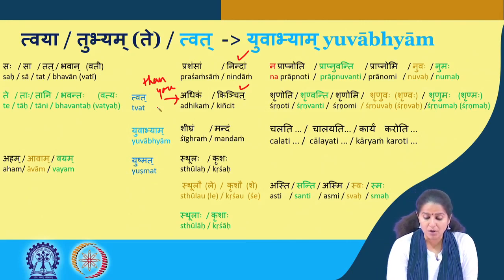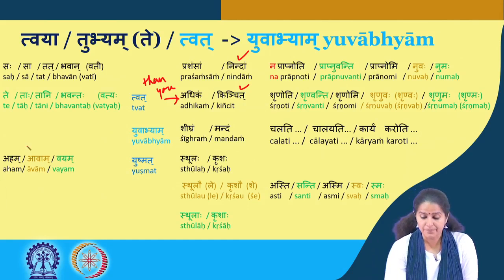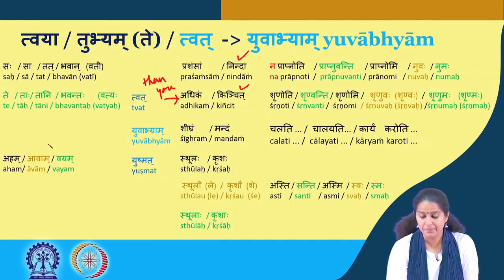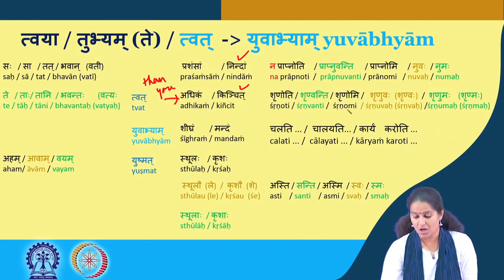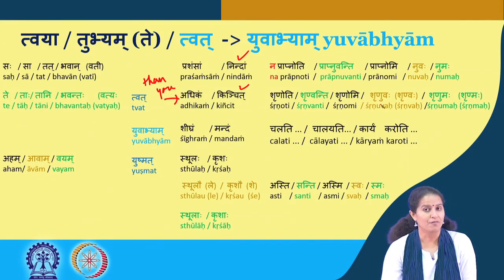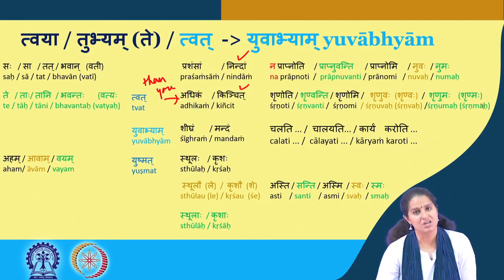Alright. So moving on with te, it becomes shrinvanti. Te shrinvanti. Aham shrinomi. Aham shrinomi. And avam shrinvaha. So it can be shrinuvaha or shrinvaha. So let's say that again. Avam shrinuvaha or shrinvaha. Finally, vayam shrinumaha or shrinmaha. Vayam shrinmaha.